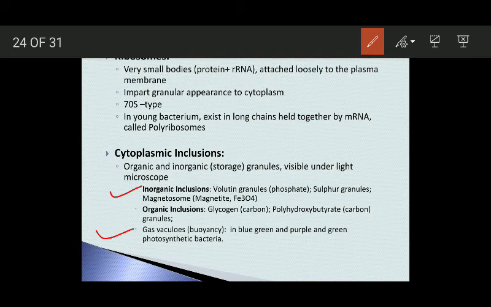Gas vacuoles are actually the organelles. They are the structures which provide buoyancy, which provide support, which provide balance to the bacterial cells, and they are mostly present in blue-green, purple, and green photosynthetic bacteria.